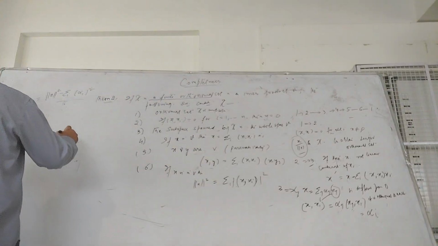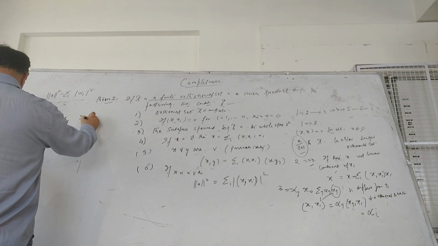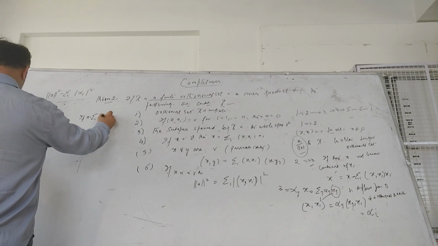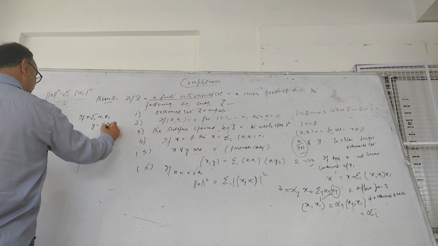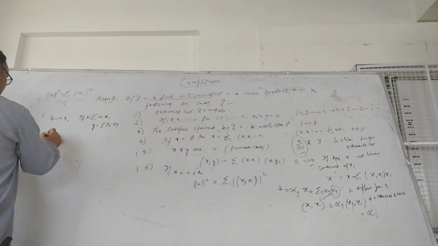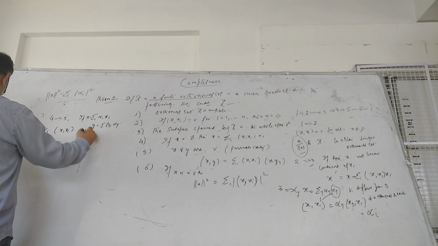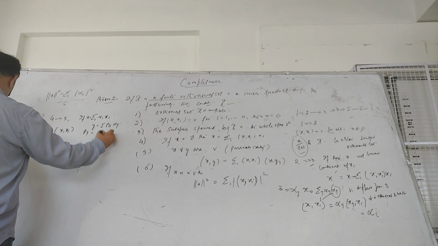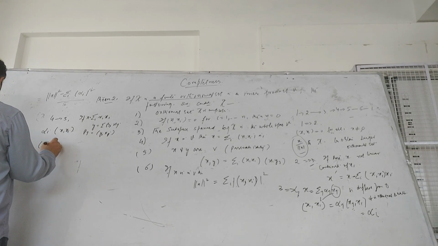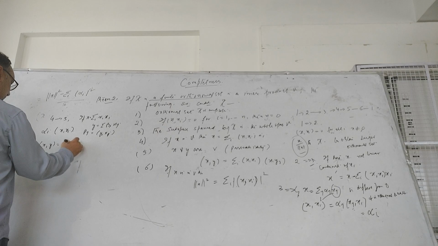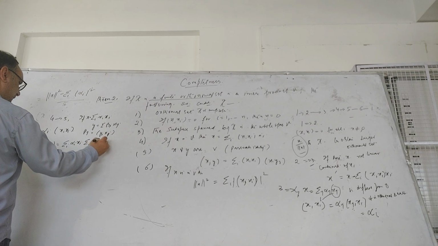Now we can go from fourth to fifth. If x is the sum of alpha i xi, y is the sum of beta j xj, then alpha i is (x, xi), beta j is (y, xj), then (x, y) is the sum of alpha i xi, beta j xj.